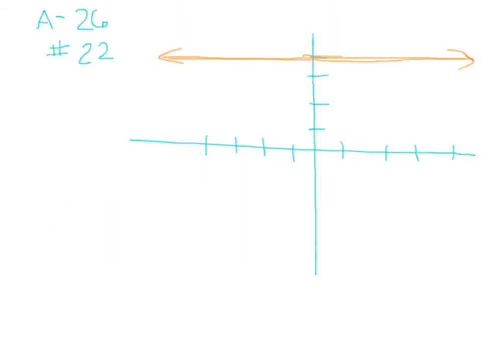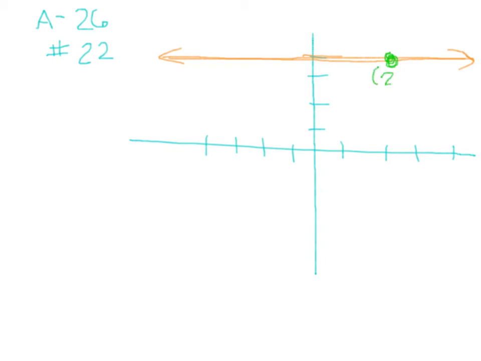Okay, so A26 number 22. I want to find the slope of the orange line. So I'm going to look at the slope from left to right, and I'm going to decide if it goes up or down. And in this particular case, it's a bit of a conundrum because it doesn't go up or down. It stays even. So I don't really know what the slope is, so I'm going to just choose 2 points on my line, because I know if I have 2 points, I can always find the slope between those 2 points.